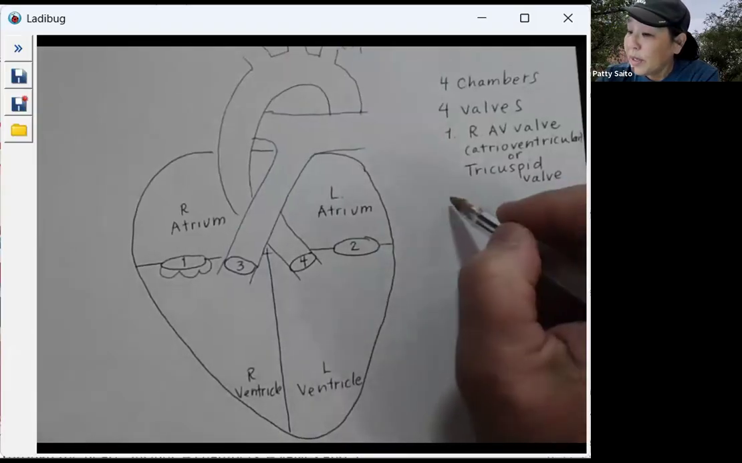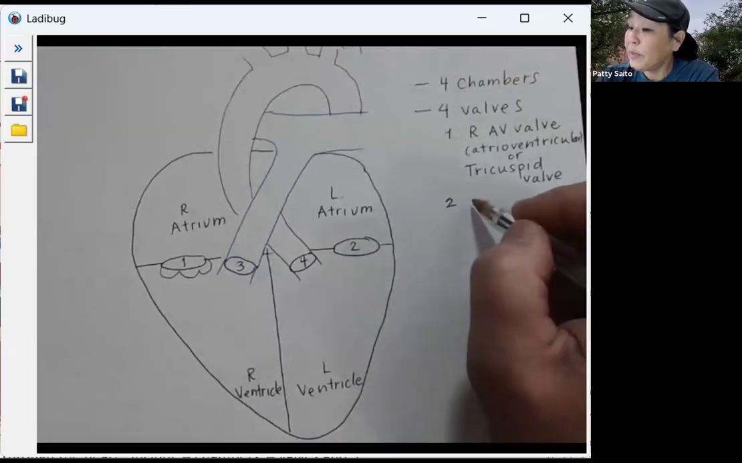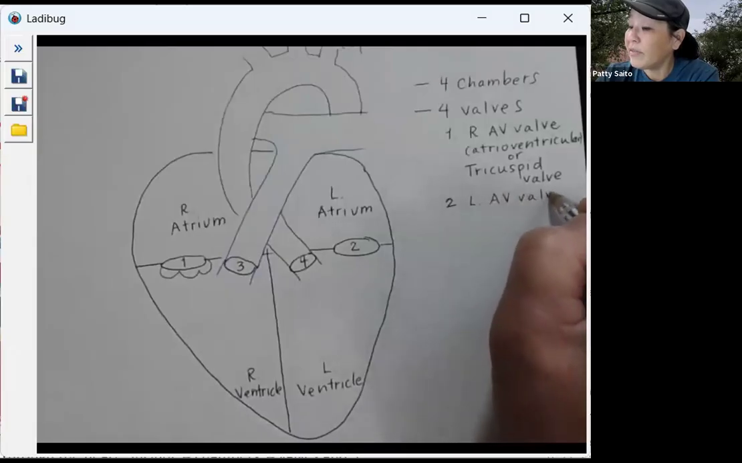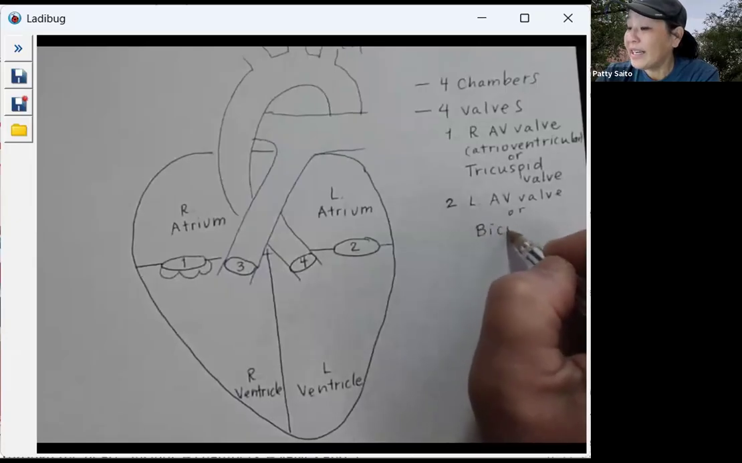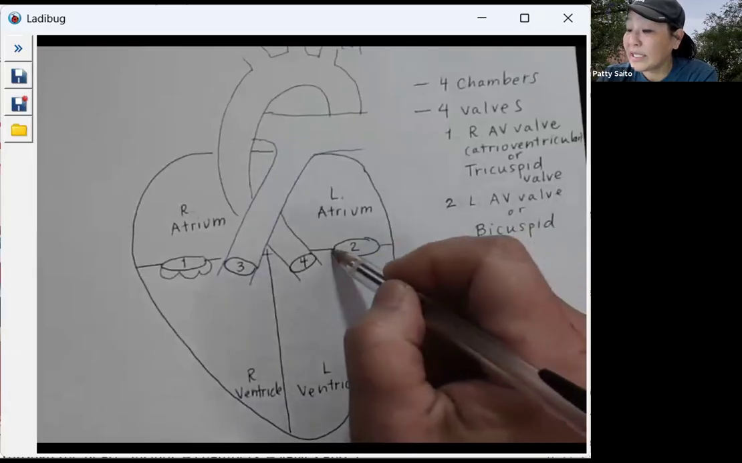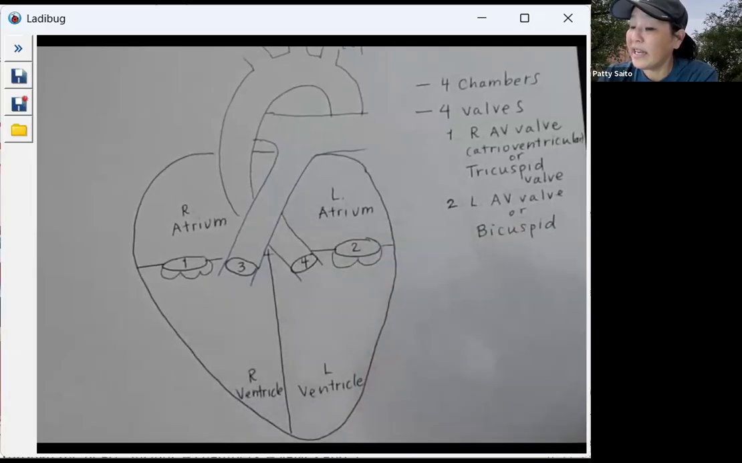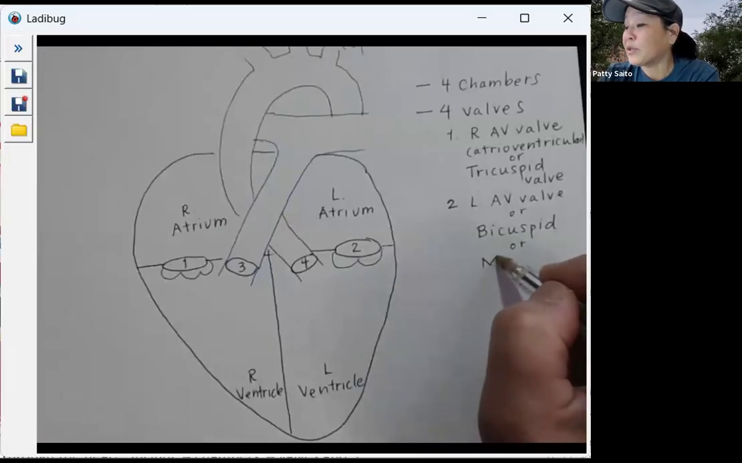Number two, okay. Number two would be the left AV valve, atrioventricular valve, or the bicuspid, okay, which means it has two cusps on it, flaps on it, or there's a third term called the mitral valve.